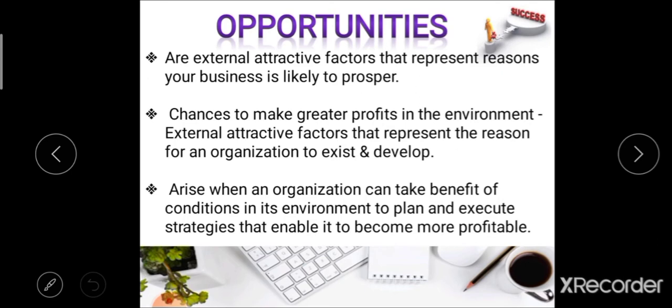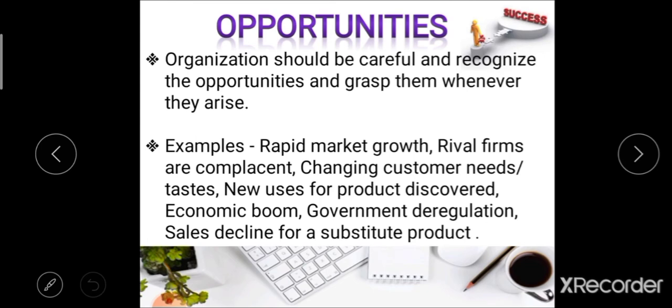Then the opportunities arise when an organization can take benefit of conditions in its environment to plan and execute the strategies that enable it to become more profitable. Okay, so an organization should be careful and recognize the opportunities and grasp them whenever they arise. Any organization should carefully recognize those opportunities and grasp or grab them and get benefit from those opportunities.